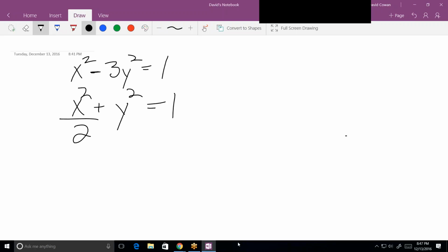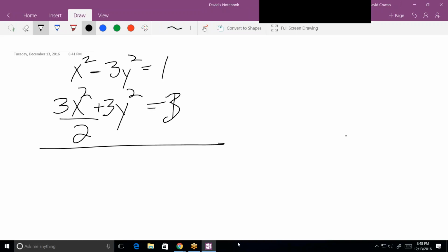Well, I don't know why I can't solve it algebraically by elimination. I'm going to multiply the bottom by 3, which gives me 3, 3, 3. Now I'm going to add the two equations. That's going to eliminate the y squared, right?